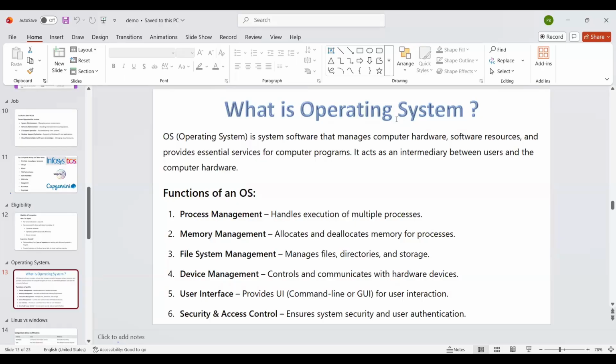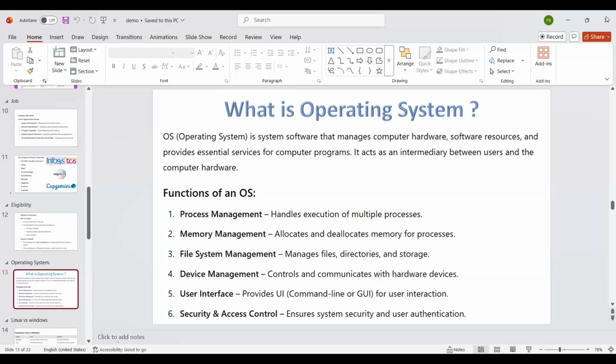It acts as an intermediary between user and computer hardware. Like a bridge between user and computer hardware, because the user only knows native languages and the computer hardware only knows the binary language. To fill this gap, we have our operating system. So we give our instructions to the operating system, and then the instruction gets processed.